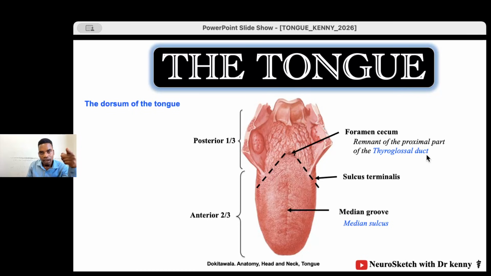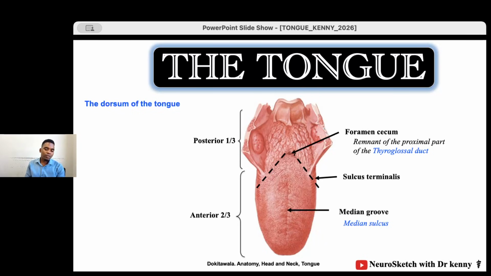Remember, the tongue and the thyroid gland have the same embryological origin, and so they were initially connected by a structure called the thyroglossal duct. The thyroglossal duct, proximally, was opening at this foramen cecum, at the junction, at the apex of the sulcus terminalis. It later obliterates, becomes a remnant, and is called the foramen cecum. The tongue is also divided into right and left by the so-called median groove, or the median sulcus. The median sulcus divides the tongue into right and left halves.